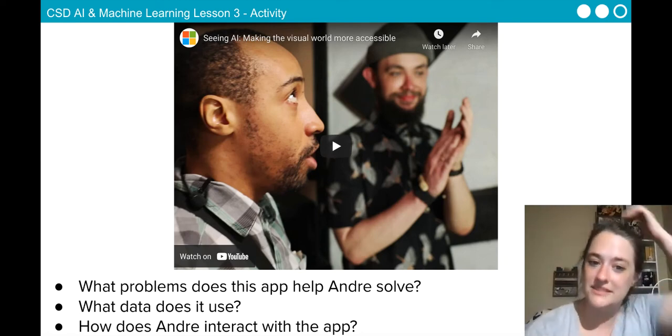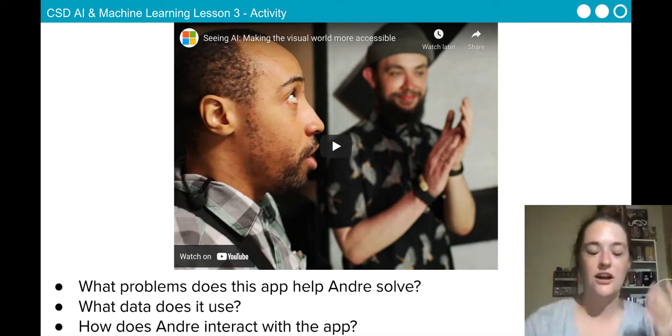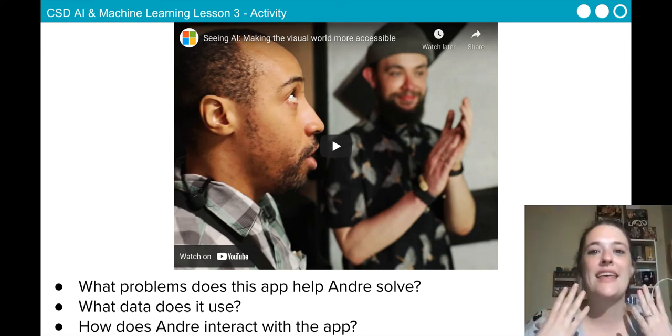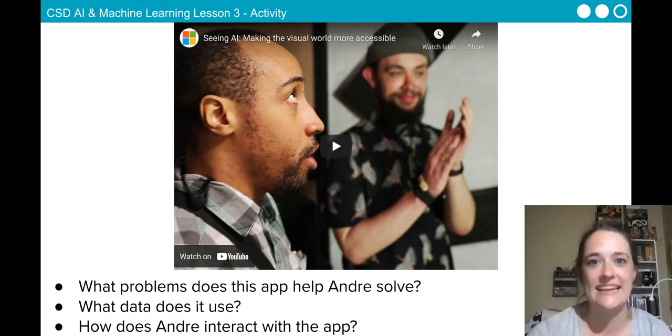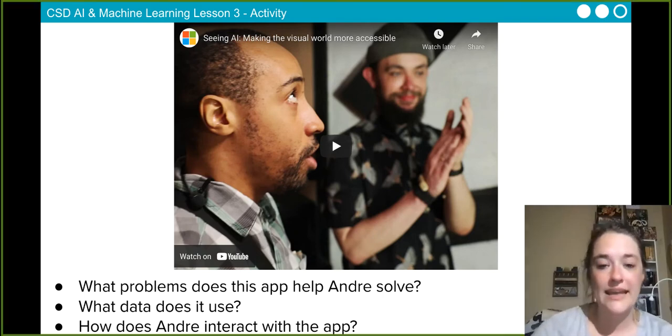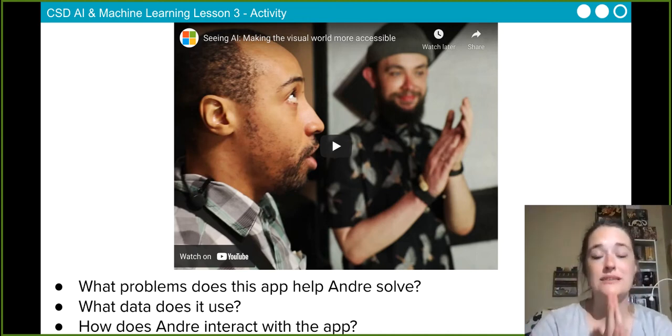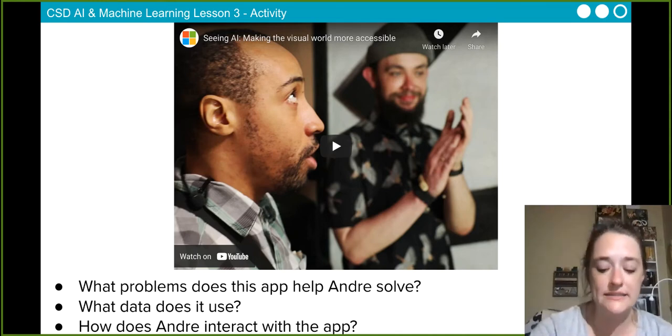So what problems does this app help Andre solve? Okay. He's blind. All right. This app gives him eyes to see. It is so great that we can make these technological advances so that somebody who can't see can see. That's such an important step for technology and for society to be able to make technology like that.